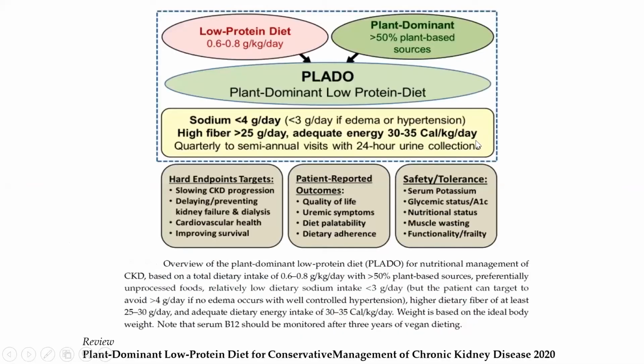Now, I came across this study of 2020, that is plant dominant low protein diet for conservative management of chronic kidney disease. It is the overview of plant dominant low protein diet for nutritional management of CKD based on the dietary intake of 0.6 to 0.8 gram per kg per day with more than 50% plant-based sources.